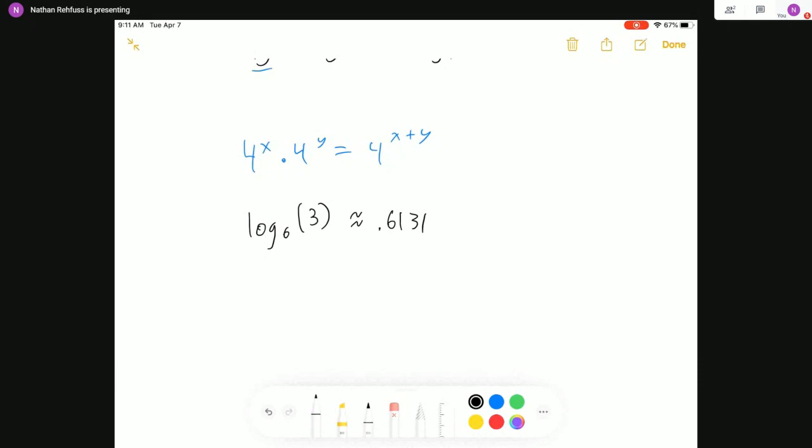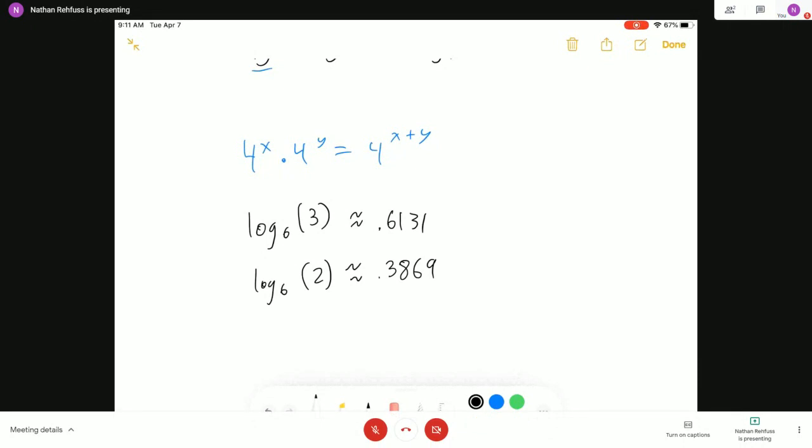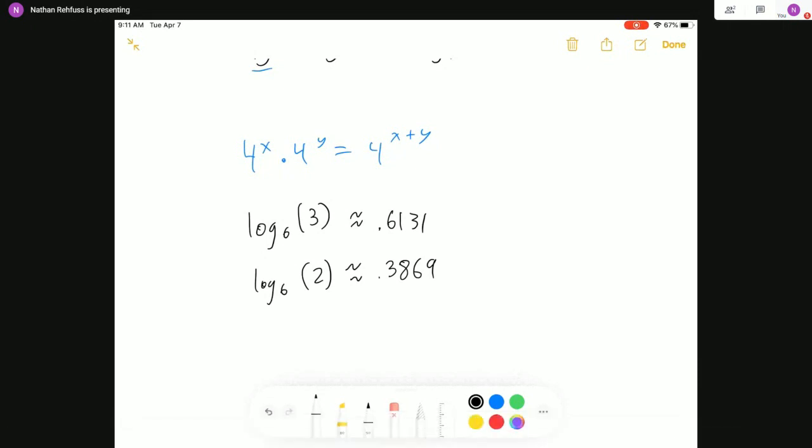Now, whoops, turned my calculator off. There we go. Log base 6 of 2 is about equal to 0.3869. Okay. I'm not just quoting random logarithms at you. There is a method to the things I've just written down.